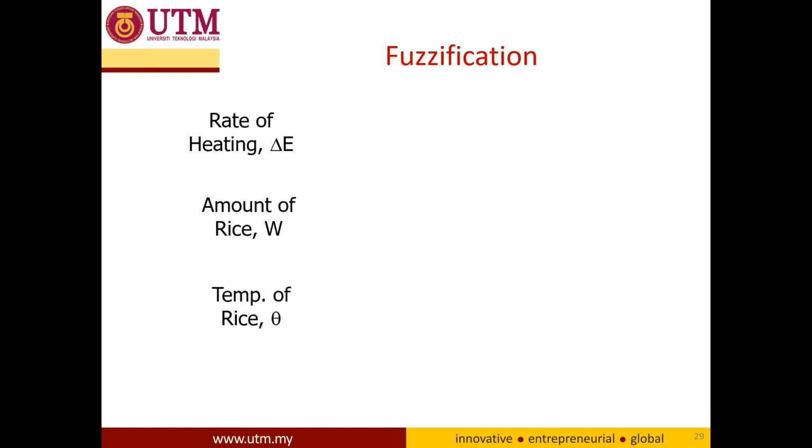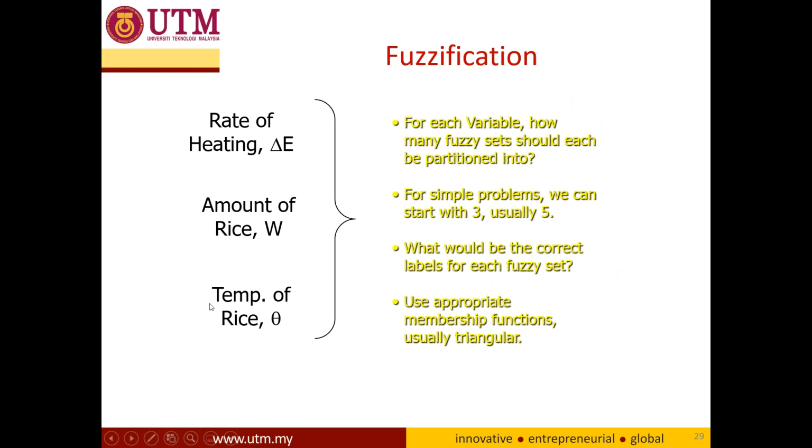So this is the first part of the design, right? Next, you have to partition each of our inputs and output quantities. Note that these are our inputs and this is our output. We have to ask these questions. How many fuzzy sets should each be partitioned into? For simple problems, we can start with 3, but normally we would have 5. As we will see later, the higher the number of fuzzy sets, the more rules you have to determine. And what will be the correct labels for each fuzzy set? And what are the membership functions that you have to use for each of these quantities?